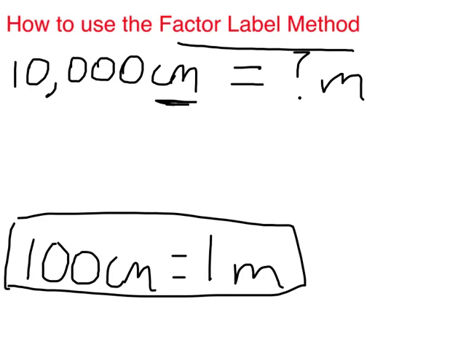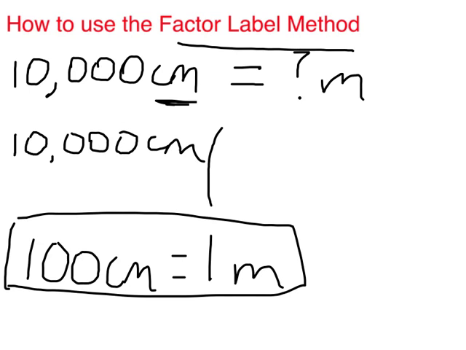So I'm going to write the number that I was given, which was 10,000 centimeters. I'm going to put a bracket, and I'm going to put an equal sign, and I'm going to put meters right there. So really quickly, take a look at this. This is a ratio. This is a bracket. Up here means you multiply. If a number goes down here, it means you divide by. Sometimes you're going to have a number here and a number here. You're going to multiply and divide.